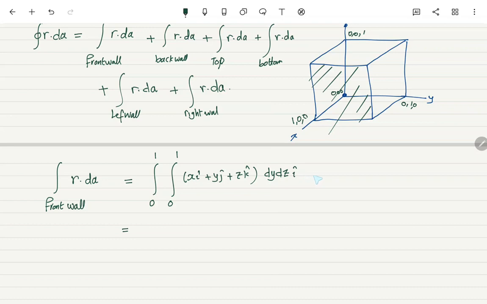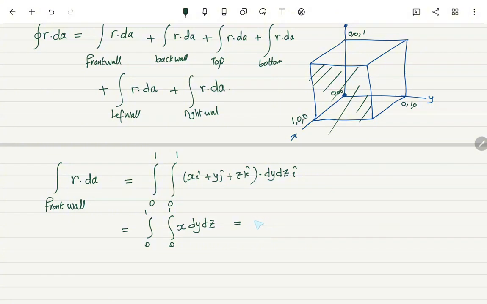Now there's no j hat, no k hat in this one here. So when you dot product this with this, you will get double integral from 0 to 1, 0 to 1, x dy dz, and this actually equal to, now x is independent on y and z.